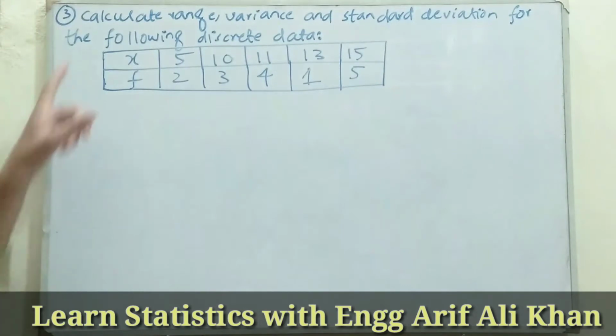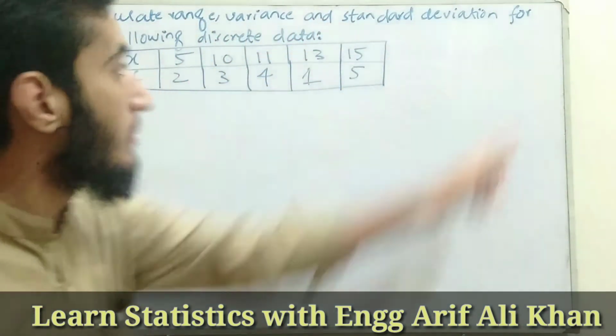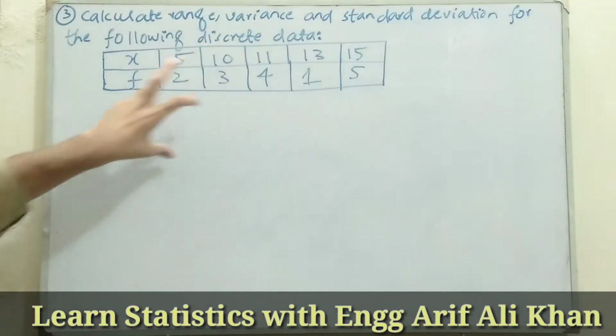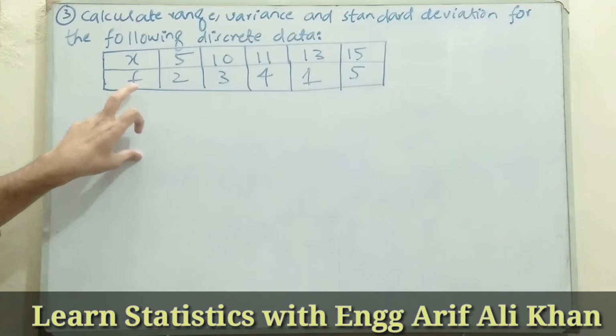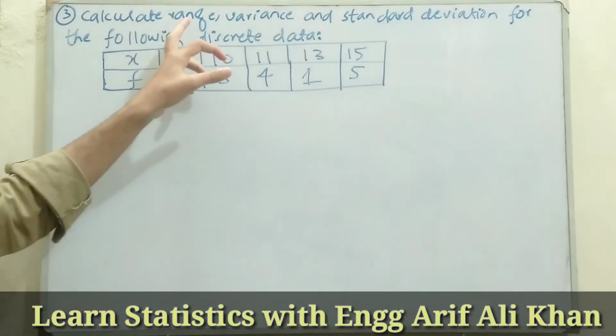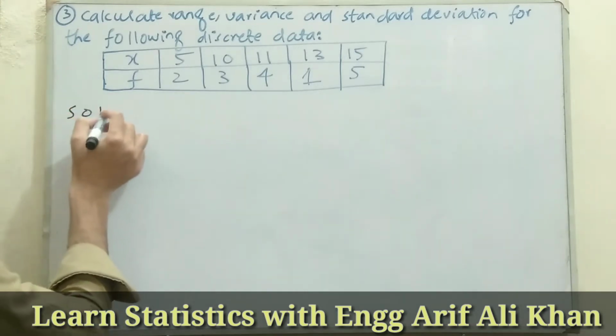It tells that calculate range, variance and standard deviation for the following discrete data. We have a set of data given for x value, x is the midpoint and f is the frequency. Five values are given, and we have to find these three terminologies: range, variance and standard deviation. So move towards the solution.